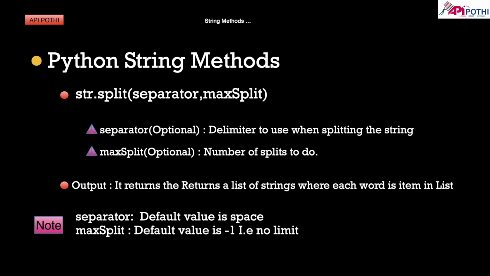Here are the default values of the separator as well as maxsplit. For the separator, the default value is space, meaning the delimiter is automatically taken as a space, whereas for maxsplit the default value is -1, meaning no limit. And the output of this split method will be a list of strings where each word is an item.